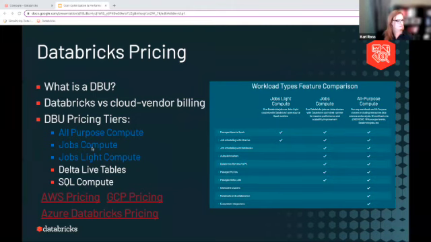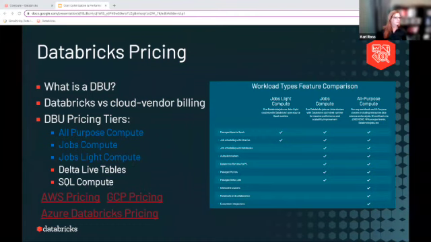We do have a jobs compute lite that's actually not used very often. It's our cheapest SKU, but it is not as fully featured as the others. It doesn't support as many of the connections and the other benefits. But if you really need to pare down and are really cost concerned, it's something that people can consider.